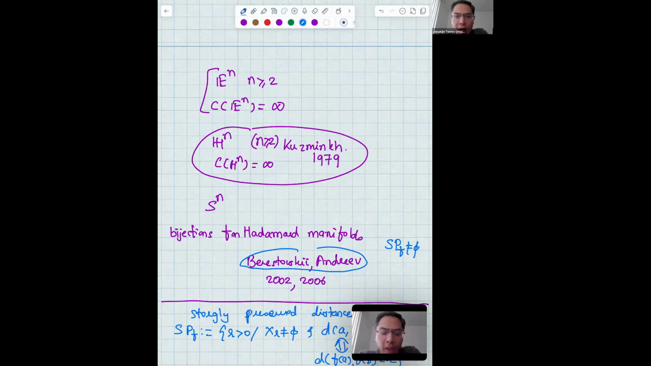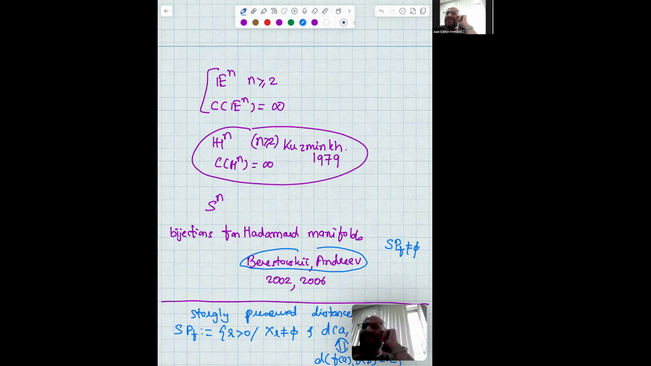And what are non-examples? What are non-examples of Riemann manifolds that fail to have the property? That's a good question. I'm not sure actually, other than very trivial things, like R1, just the real line.